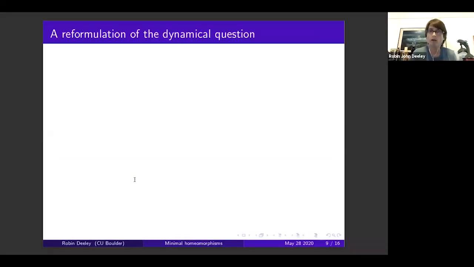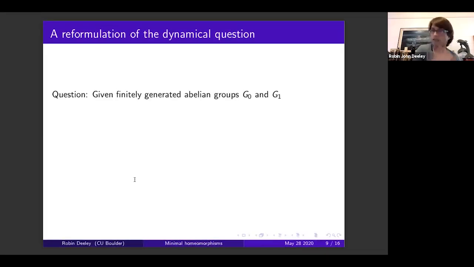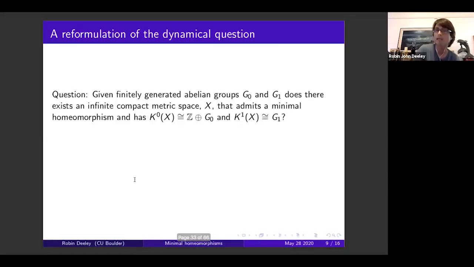Okay, so now we have to reframe the debate. The issue is that we don't have the variety of spaces that we want that admit minimal homeomorphisms. So we change the goal and say, I don't care if they're finite CW complexes. I don't care if they're manifolds. Because of Fuller's result, I have to go outside of that world to deal with this problem. So I'm going to move to finitely generated groups to make it a little easier. If I have finitely generated abelian groups, can I find a space that has the right K-theory? K-theory means exactly these two equations, but it needs, in addition, to admit a minimal homeomorphism.